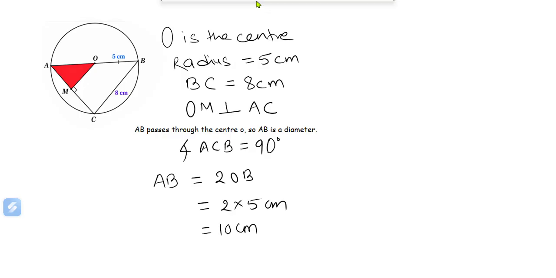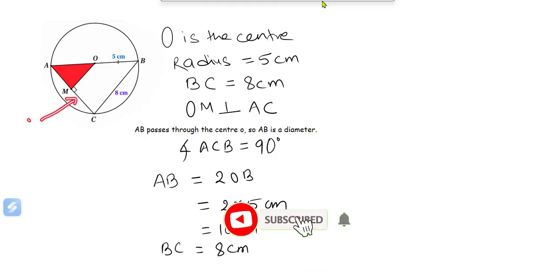Now, since we have the value of BC, which is 8 centimeter, and we have the value of this diameter, which is 10 centimeter, since diameter is 2 times the radius, now we can find the value of this AC.